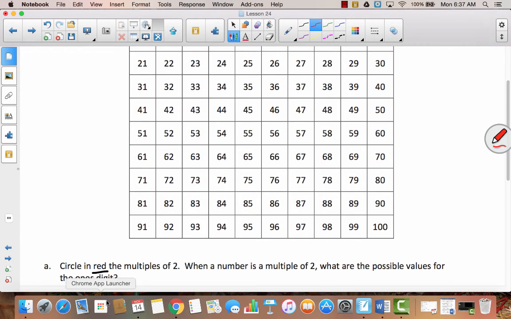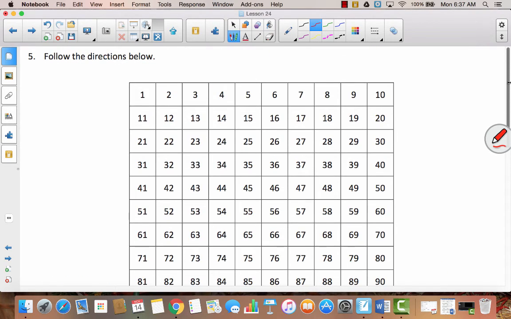So the first thing it says is circle in red the multiples of 2. When a number is a multiple of 2, what are the possible values for the ones digit? So the first thing I want you to do is go through and circle with your red crayon or your red colored pencil all the multiples of 2. So you're skip counting by 2s and you're going through and circling all the multiples of 2. When you get finished, come back and press play.